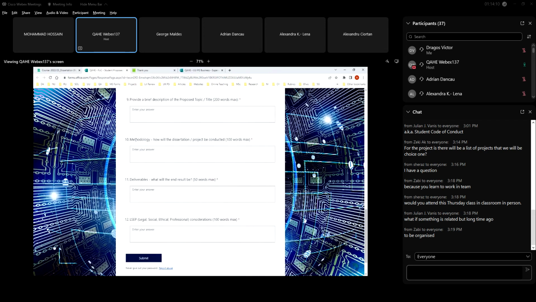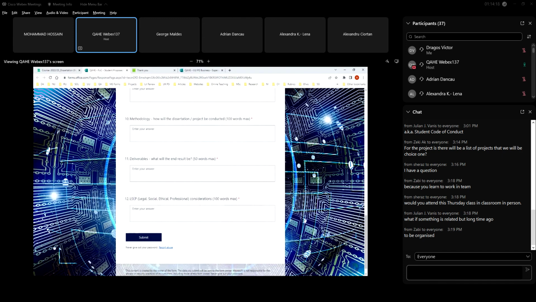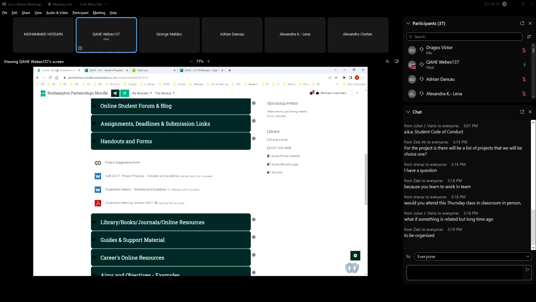How are you going to develop that solution? What is it that you intend to deliver at the end of the day? And are there any legal, social, ethical, and professional issues that you need to take into consideration? We will talk about these things on several occasions during the first few weeks and even beyond, right?